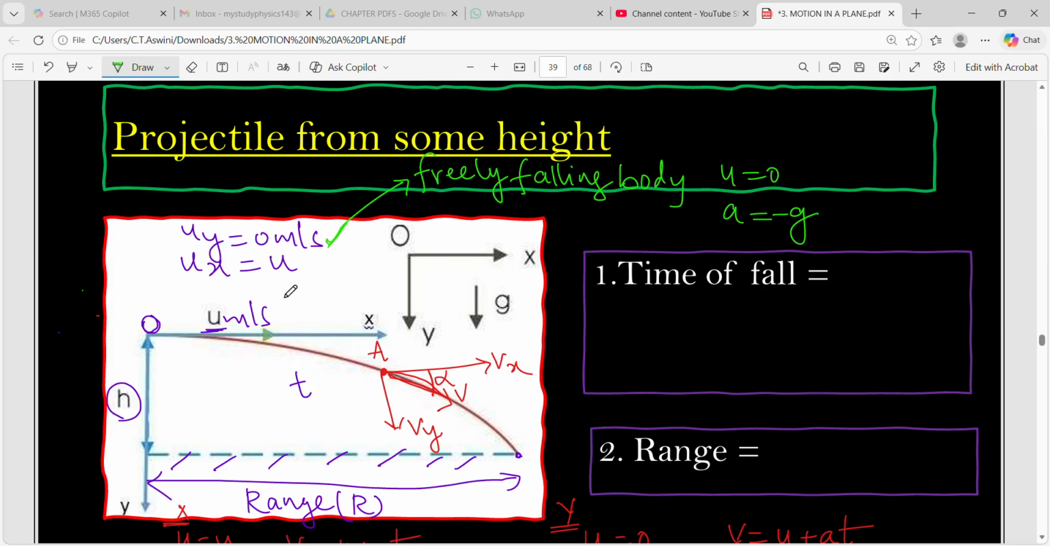And what is the time of fall in a freely falling body? It is under root 2h by g, right? So it's the same here also. Time of fall is under root 2h by g. Even for a projectile from some height, time of fall is the same. This is an important point. You have a previous year question based on this concept. Time of fall will be the same for a freely falling body, and also for a projectile from some height.